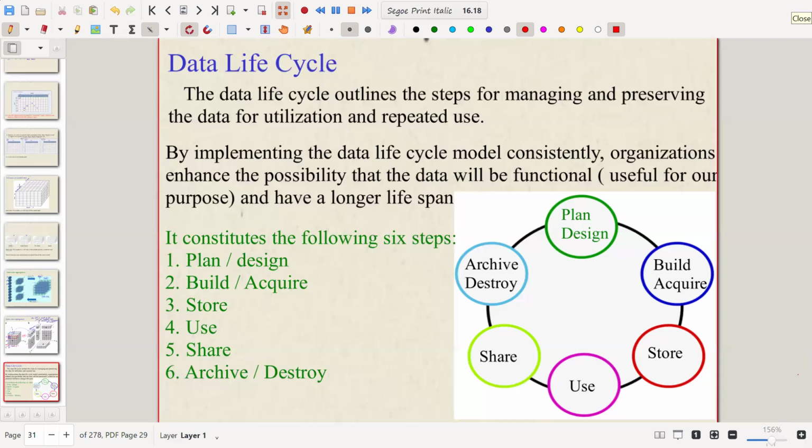Okay. Next, we'll come to the data life cycle. Why are we motivated to take the term data life cycle? Any ideas? See, you treat data as a life form. That's the idea. When you bring in data, you analyze the data, you polish the data, you clean it.